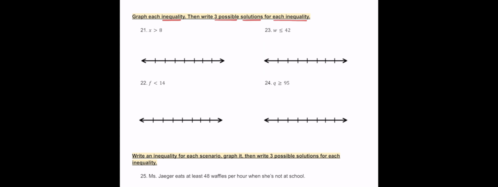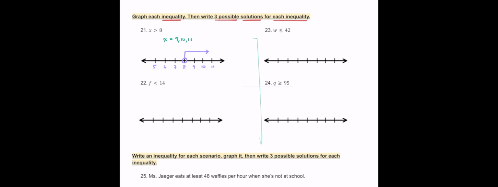So let's see how we're going to write this. I'm going to go ahead and put 8 in the middle here. And then I guess we could put 9, 10, 11, and then 7, 6, 5. And we're going to put an open circle on 8 because it can't equal 8. And we're saying x is greater than 8. So that's going this way. So what are some values that x could be? X could equal 9, 10, or 11.